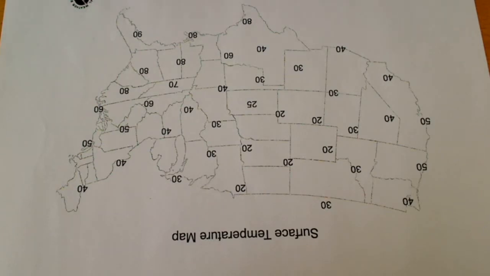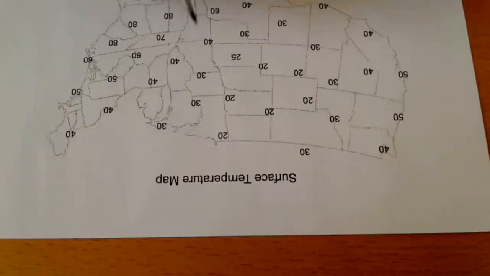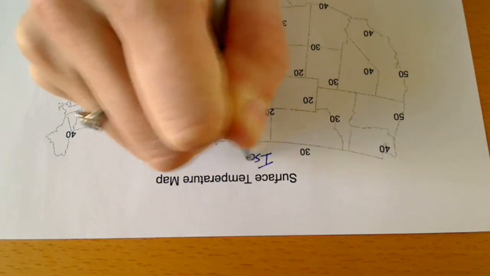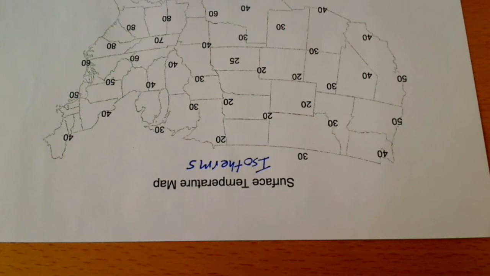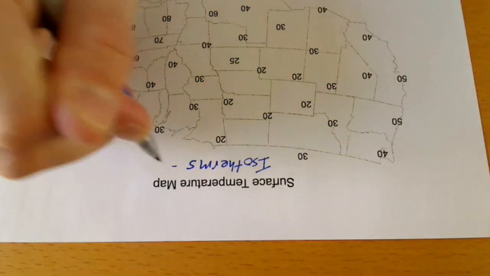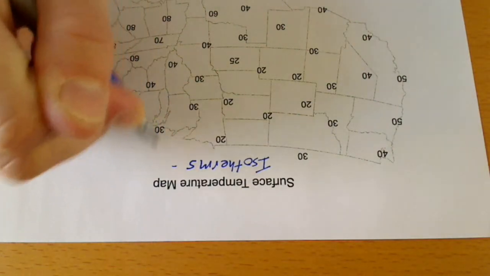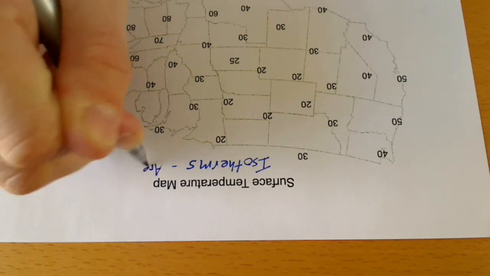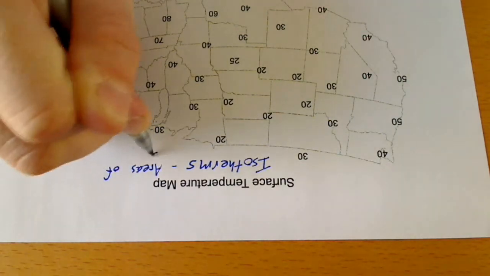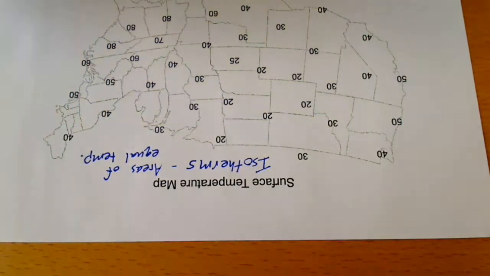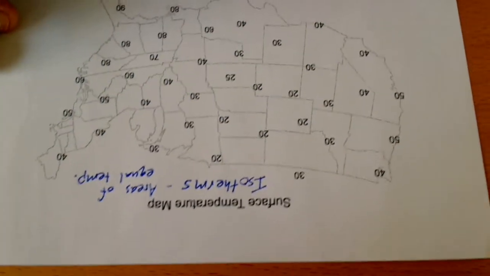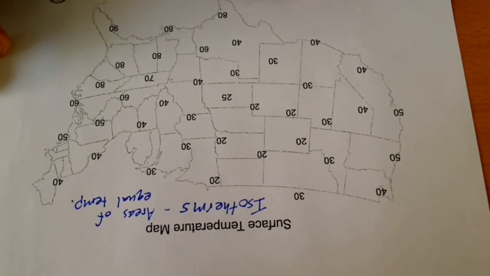So when they're measuring the surface temperatures, they're going to be connecting the dots with lines. And these lines have a very special name. These lines are called isotherms. You can write isotherms at the top of your page too. So isotherms are the name of the lines that connect areas of equal temperature. I'll just abbreviate that. So anywhere that has the same temperature, that's what the meteorologist is going to connect with the dots.